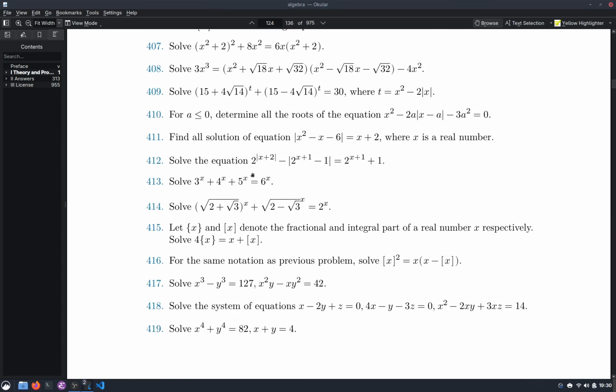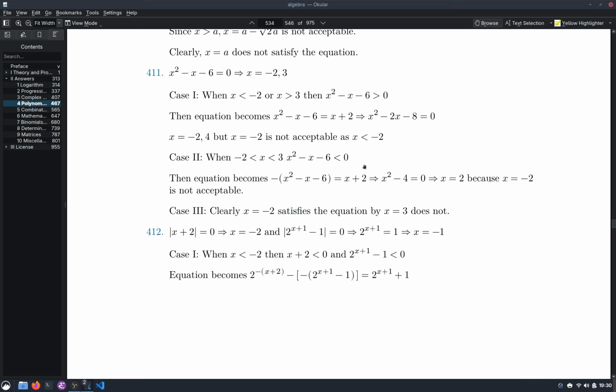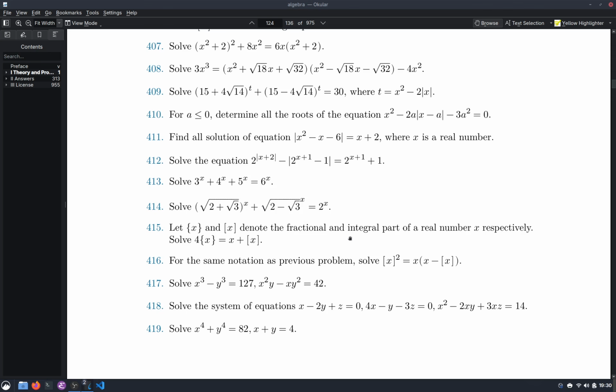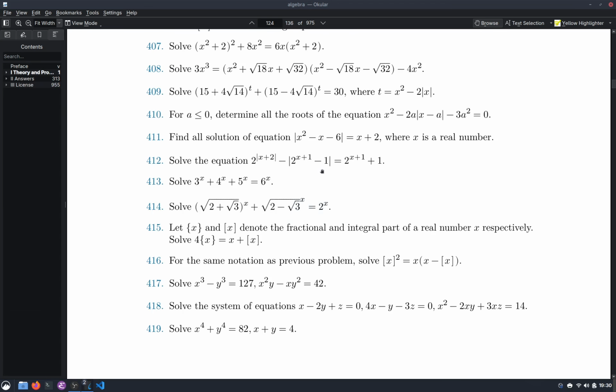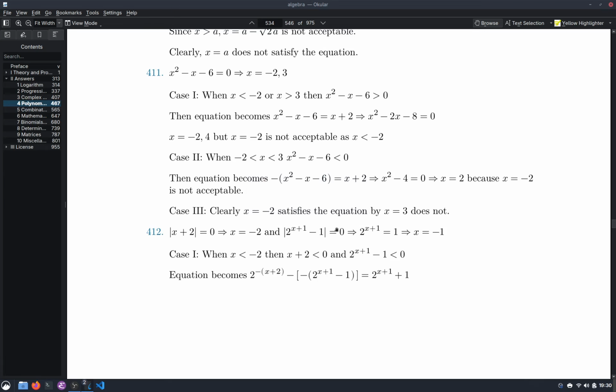Now we move on to question 412. It says solve the equation 2 to the power mod of x plus 2 minus 2 to the power x plus 1 minus 1 is equal to 2 to the power x plus 1 plus 1. So if mod of x plus 2 is 0, then x is equal to minus 2, and mod of 2 to the power x plus 1 minus 1 will be 0. So if we substitute x is equal to minus 2 here, this becomes 0. Sorry, it becomes 1 and it gets cancelled here. And you can do the rest of the math for this.